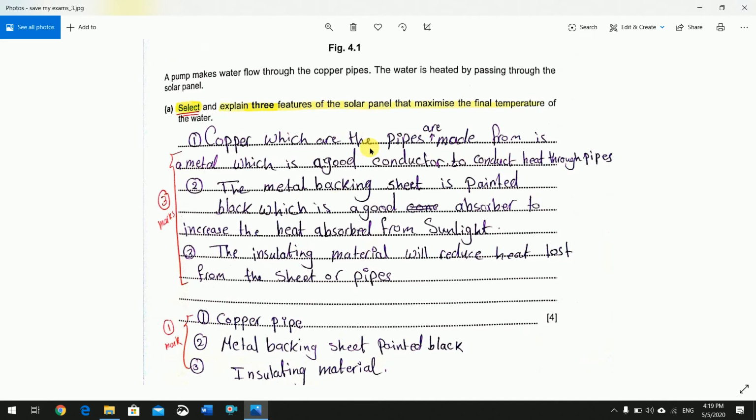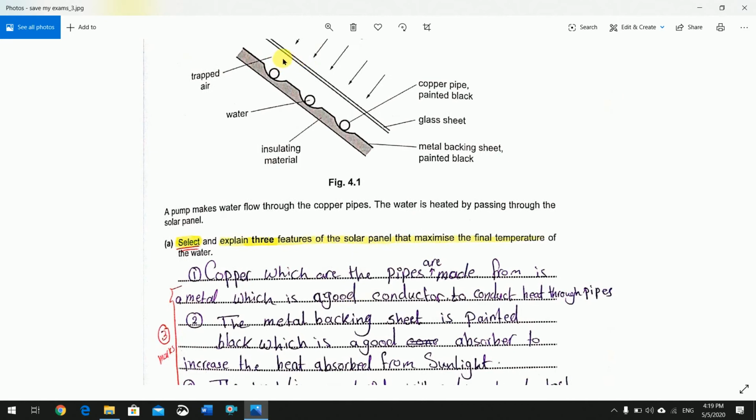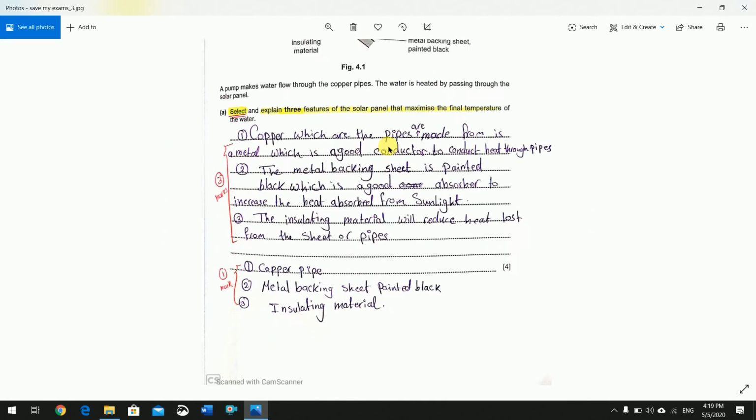Now, finally, the insulating material will reduce the heat lost from the sheet or the pipes. And of course, the trapped air is a poor conductor of heat, so it will keep the heat energy trapped here, so we will not lose any heat.